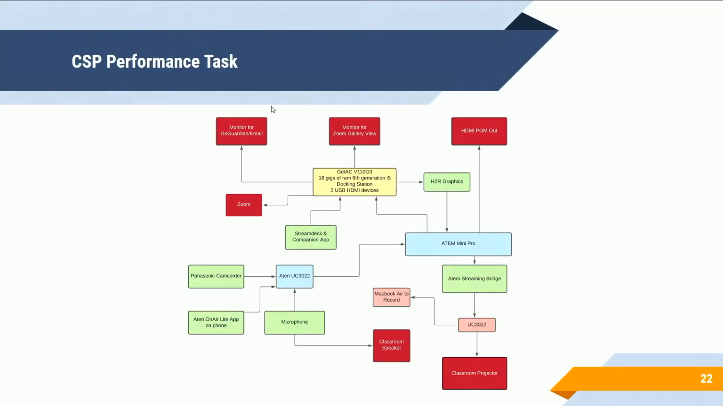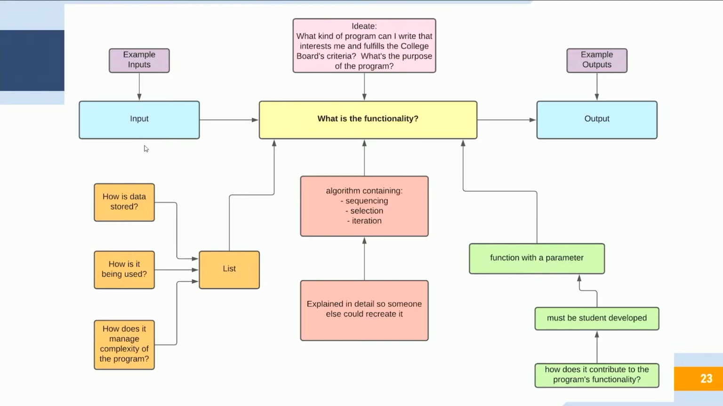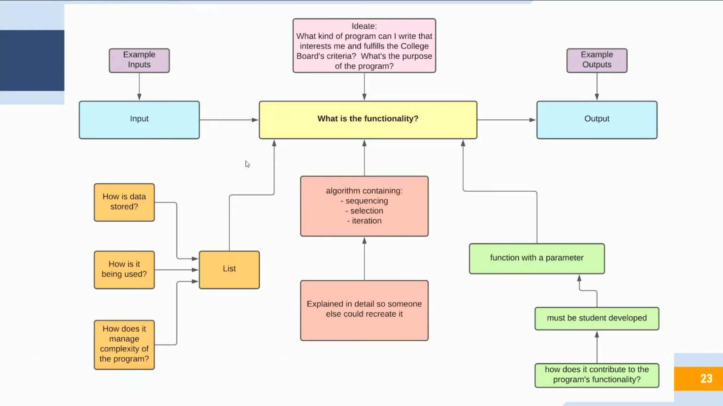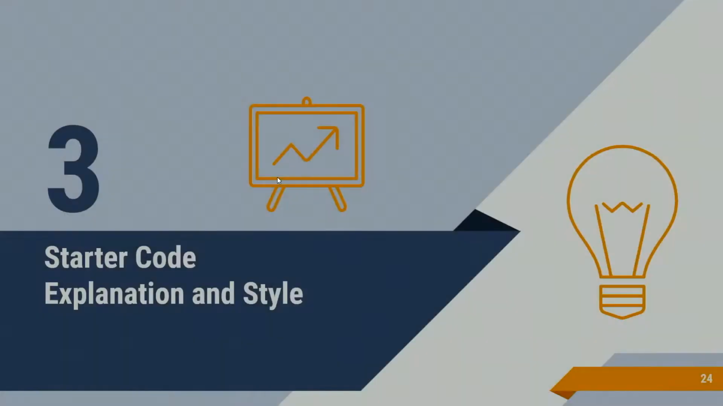So some things to kind of keep in mind here. This is where we're kind of heading in our course with our performance task. So we'll kind of get there. Currently, we've done input, we've done output. We haven't done lists yet. We'll get there. We have used algorithms using selection. That's our kind of conditional if statements. And we've used functions, but we haven't done functions with parameters just yet. Again, we'll get there soon.